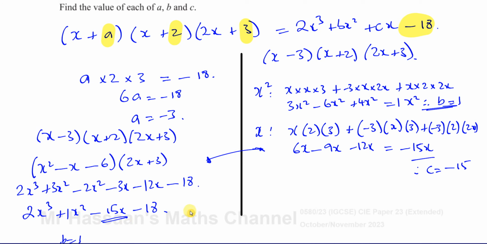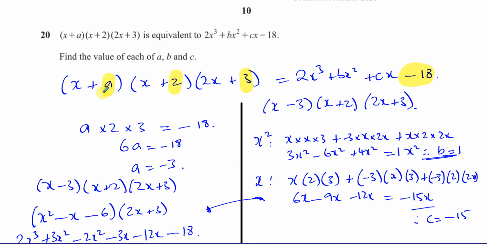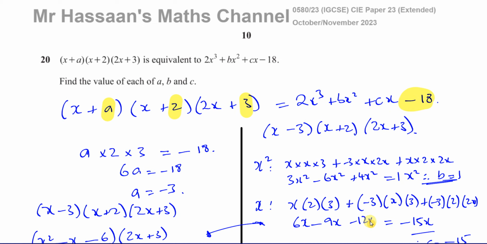Okay, so first of all, to find what a is, you know that this minus 18 is a result of the constant from one bracket times the constant from another bracket times the constant from the third bracket. No x is involved at all because you have minus 18. So 6a equals minus 18, a is negative 3. And then the rest you can just expand as we showed here, or we can do a very similar thing, thinking about the x squared coefficient and the x coefficient. So that concludes question number 20 from this paper.